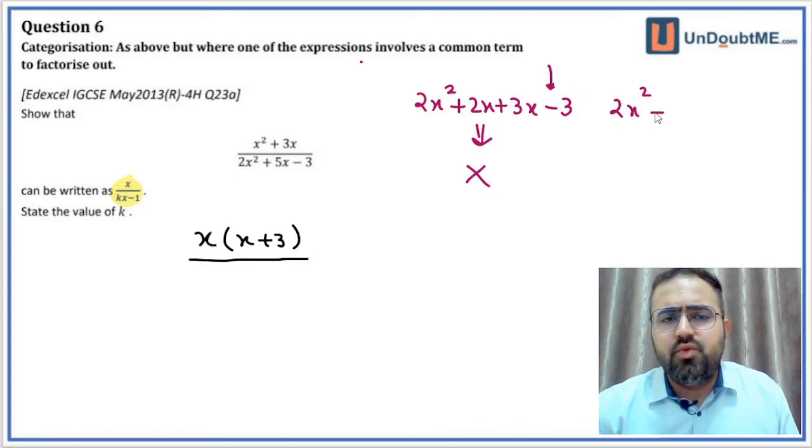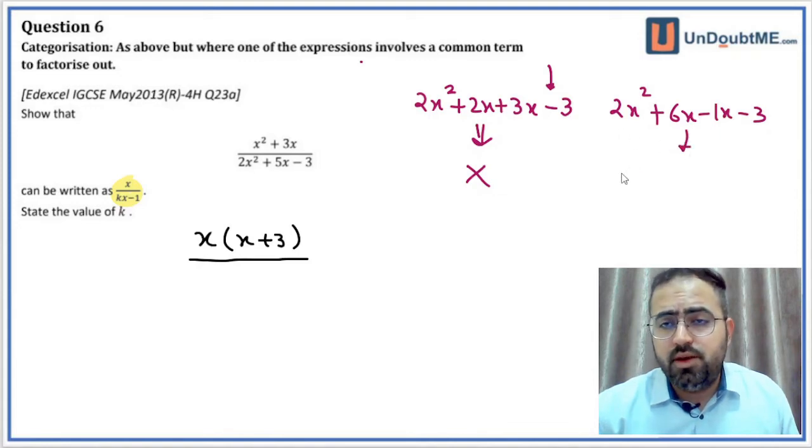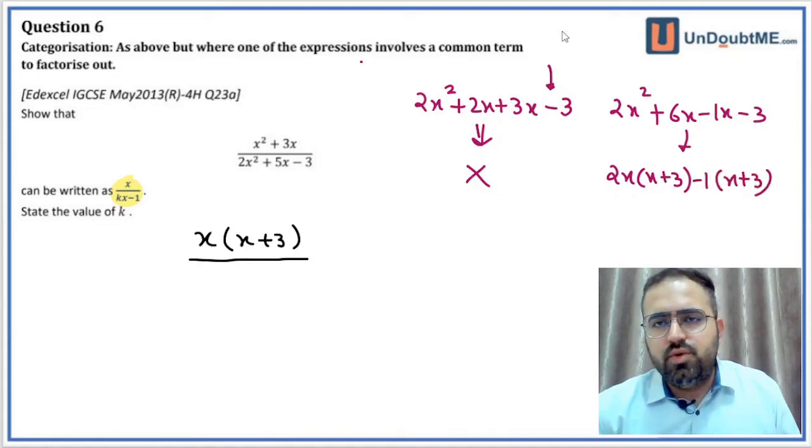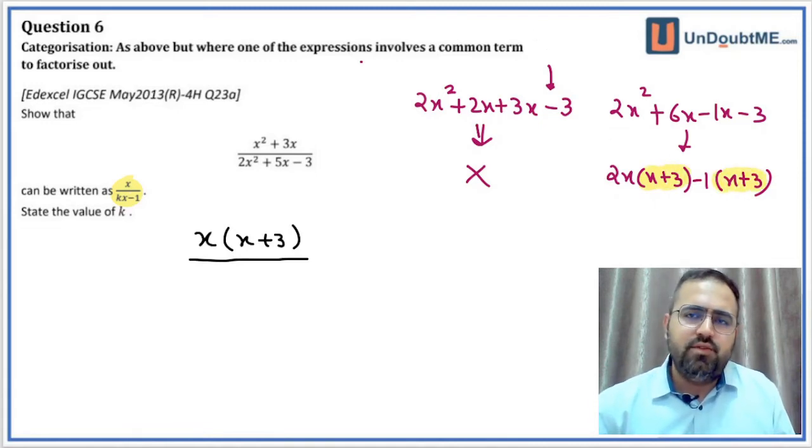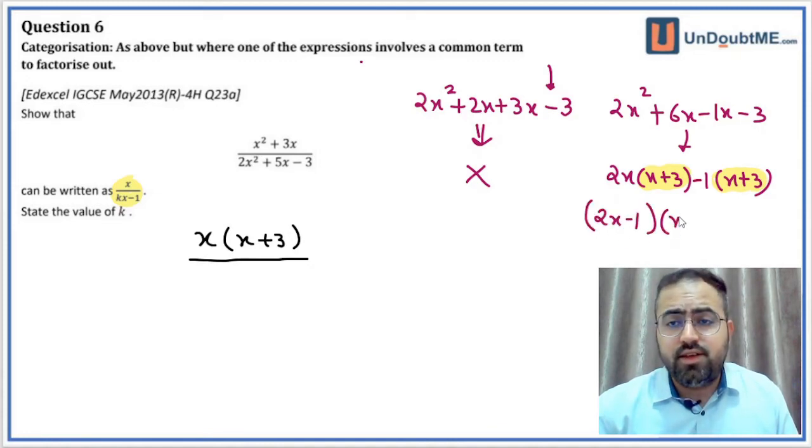Okay, now what is the meaning of that? Let us see. I can also write 5x as 6x minus 1x minus 3, and then when I go ahead from here, I can take 2x common, it will be x plus 3, minus 1 common, x plus 3. So I was talking about the same brackets. These are the same brackets which we should get. It is like a checkpoint. Okay, so over here, if they are the same, it means what we have done is correct.